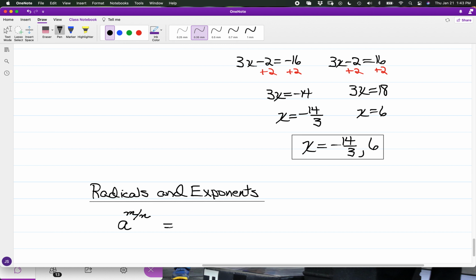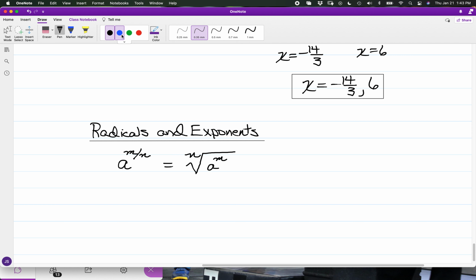Where the exponent is going to be a fraction, you have an exponential base a to the m over n, and I wrote this in its radical equivalent: a to the m over n is equal to the nth root of a to the m. In terms of fractional exponents, the denominator indicates the type of root that we have here.